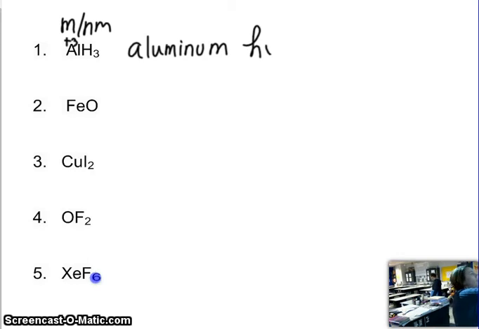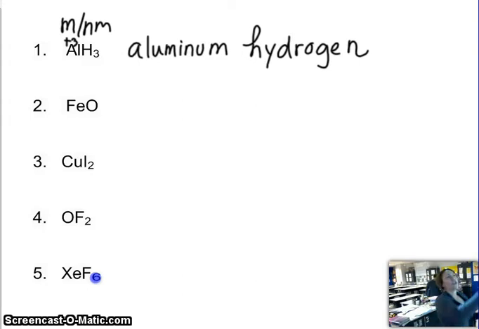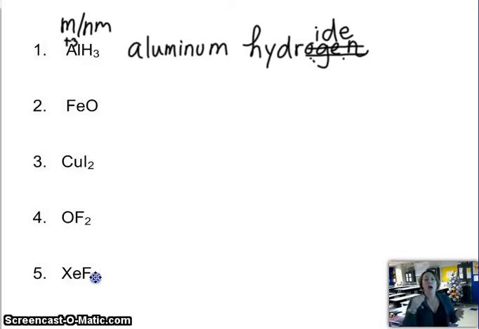Then you name your nonmetal, hydrogen. You drop the ending, usually go 2 vowels in, 1, 2 from the right side, drop that ending, and add the letters I-D-E. This is aluminum hydride. Aluminum hydride is the name of this compound. Okay? That's it. That's all you do.